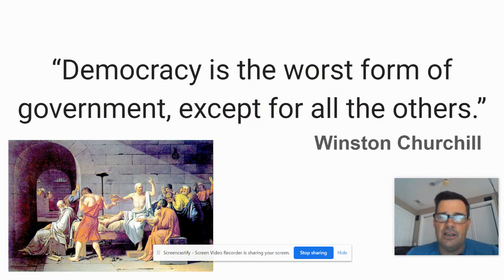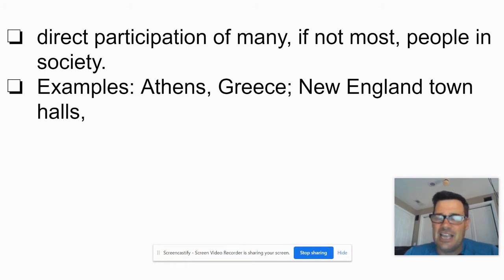And then Winston Churchill always said about democracy that democracy is the worst form of government except for all the others. So democracy is kind of crazy and doesn't always work out well, but it's better than all the others, as Winston Churchill said. So it's not very clean. It's a little messy. And another example is the New England Town Hall.